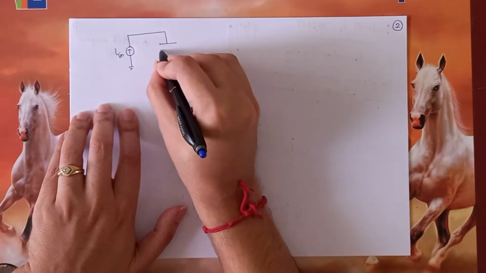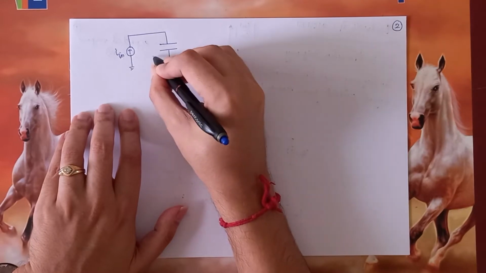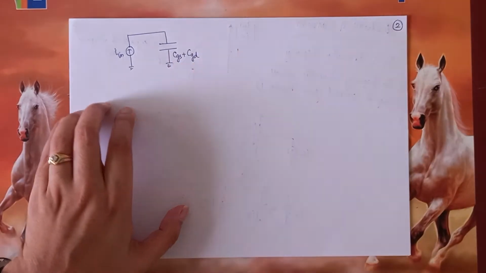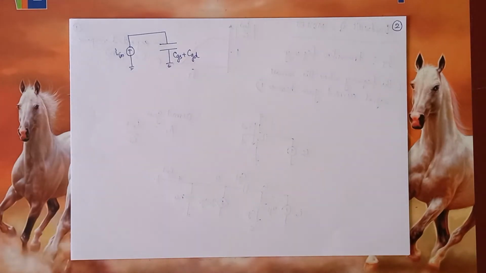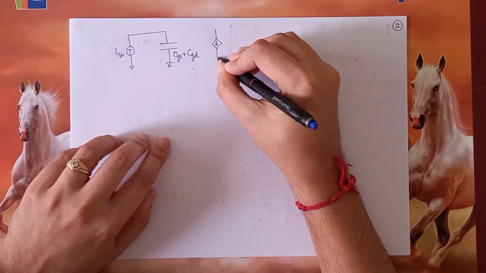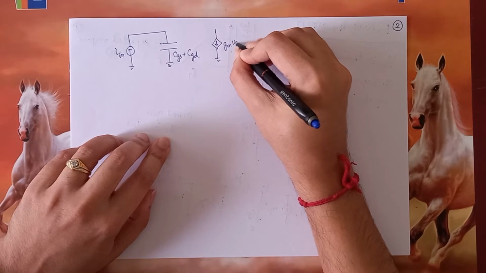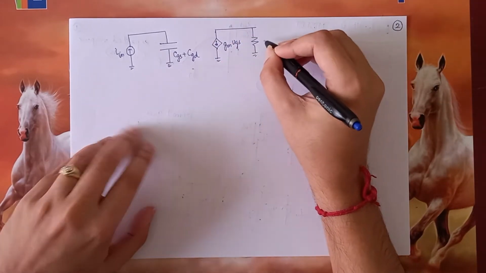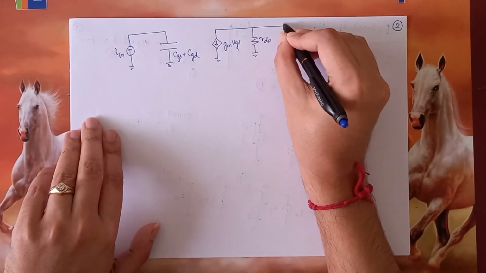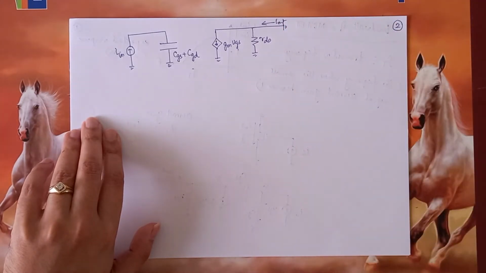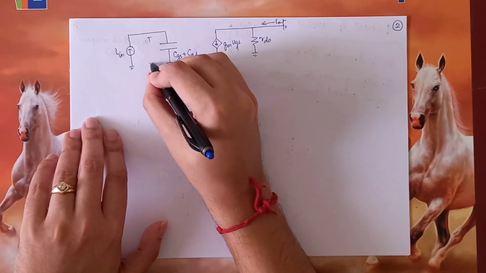We can put the two capacitors in parallel and say that this is one big capacitor, CGS plus CGD. And this is GM VGS. This is RDS. The drain is at ground and this is I out. And this is obviously VGS.